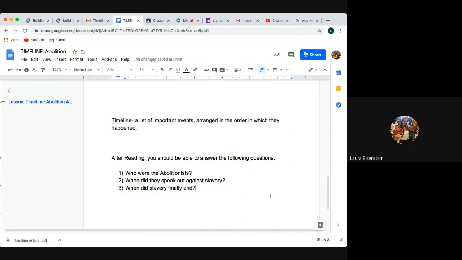So a lot of the times the timeline will have years or dates, and they all start from the first event to the last event. So they take place in the order in which they happened. Some examples of timelines that we've worked with in class.